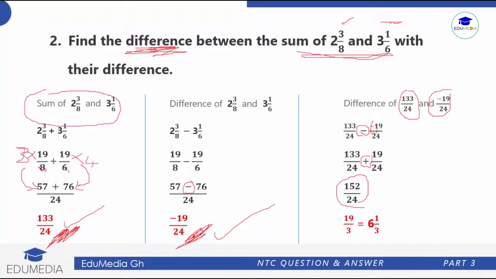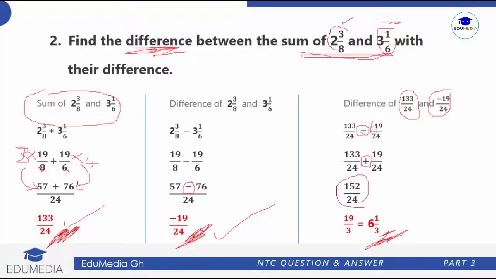Since the question began with mixed fractions, we also have to leave our answer in a mixed fraction. So we convert this improper fraction to a mixed fraction. That is 3 times 6, giving us 18, plus the 1 here, that's 19, divided over 3. All right, so this is our answer.